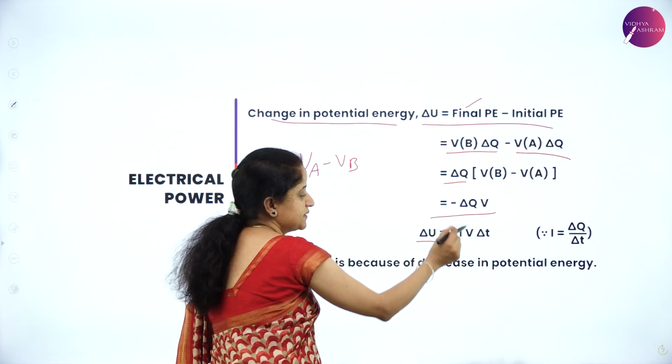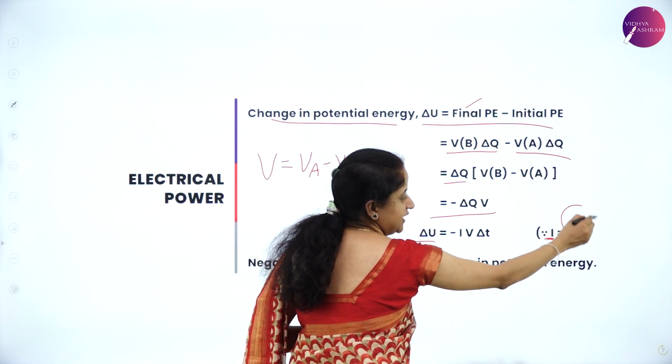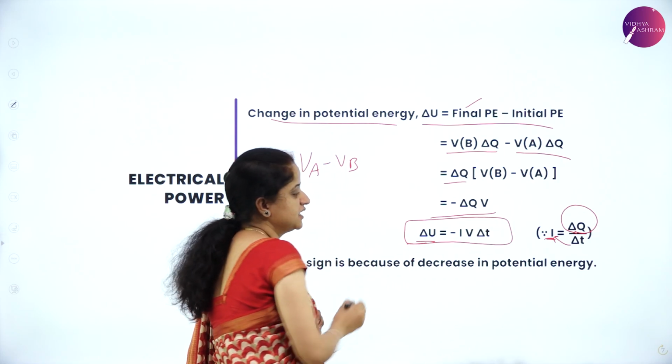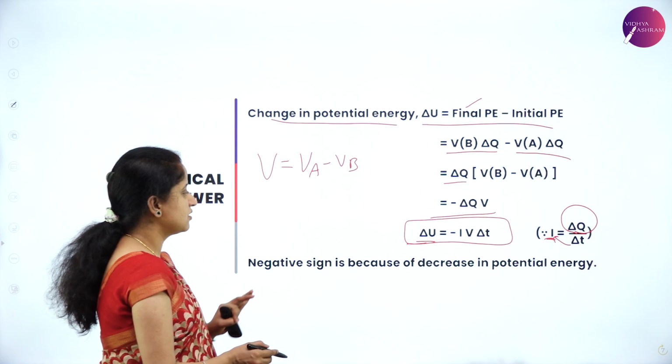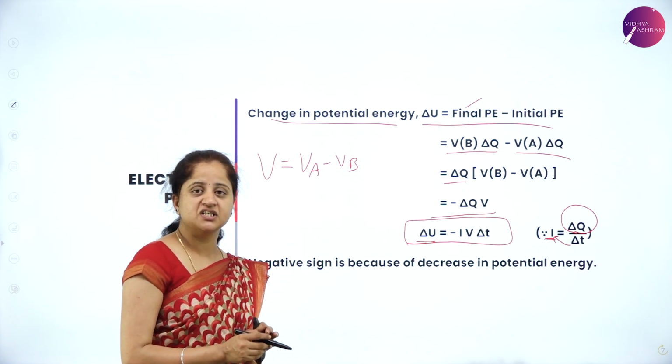How did we get this expression? We know I is equal to delta Q divided by delta T. From this we can write delta Q is equal to I into delta T, and hence the above expression becomes delta U is equal to minus IV into delta T. Here, what is the significance of the negative sign? The negative sign is because of the decrease in potential energy.